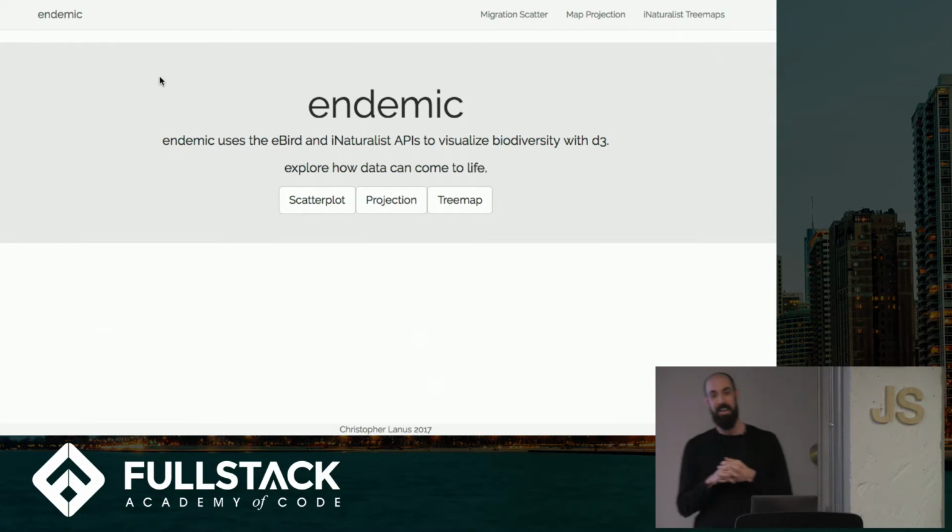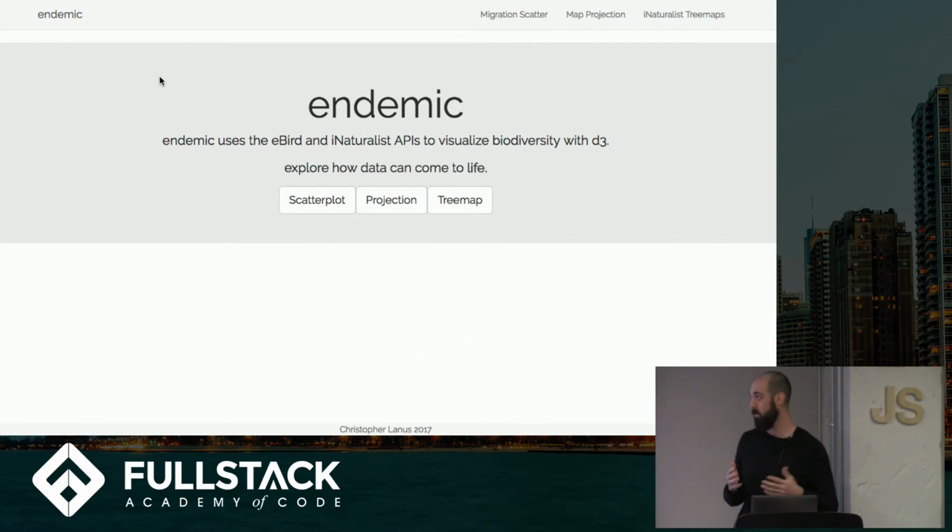Endemic is an application that uses the eBird and iNaturalist APIs to visualize biodiversity data. And the reason I wanted to do this was in order to use the D3 library. The D3 library allows us to visualize data in interesting ways.